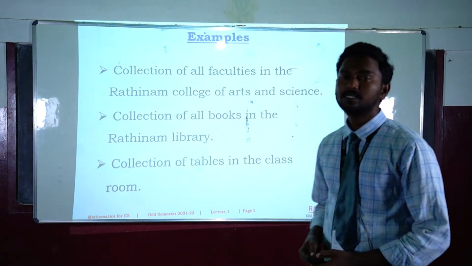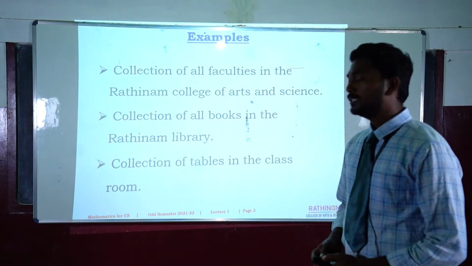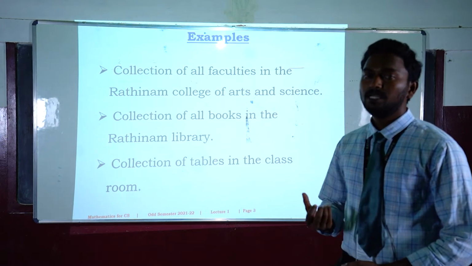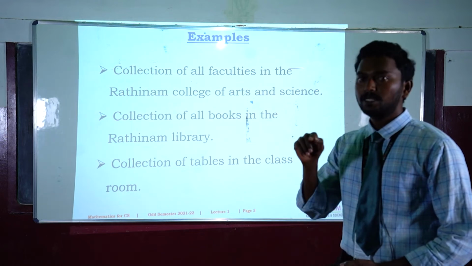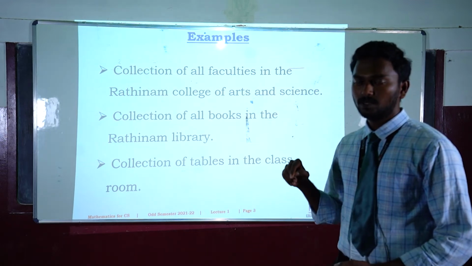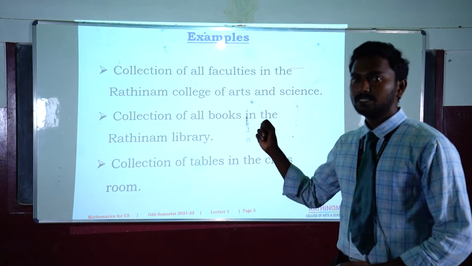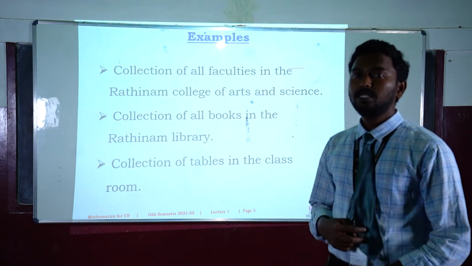Next, examples of sets. Collection of all faculties in the Ratnam College of Arts and Science. You can collect the faculty members and form a set. You can denote it by capital A, which is curly bracket, and Ramesh, Kavita, Kathiresan, etc., all the faculty members, and you close the set bracket.